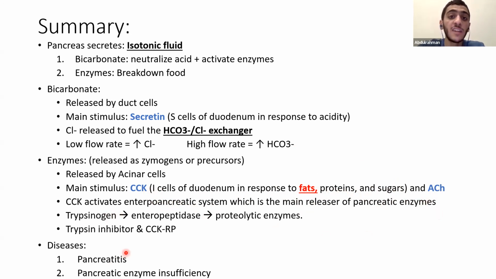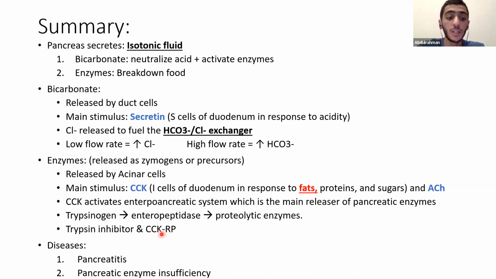Now, the main activator of the proteolytic enzymes, the enzymes responsible for breaking down proteins, is trypsin. So trypsin is released as trypsinogen to prevent the breaking down of the pancreas. Trypsinogen in the lumen of the duodenum is going to be activated by an enzyme on the brush border of the duodenal cells, known as enteropeptidase. Enteropeptidase activates the trypsin, and once trypsin is activated, it activates more trypsin and every other enzyme that's responsible for breaking down the proteins.